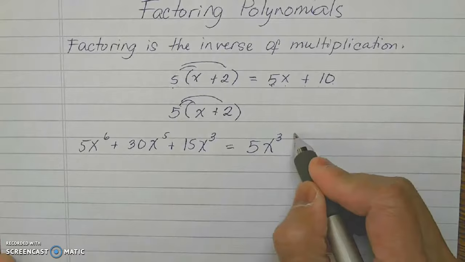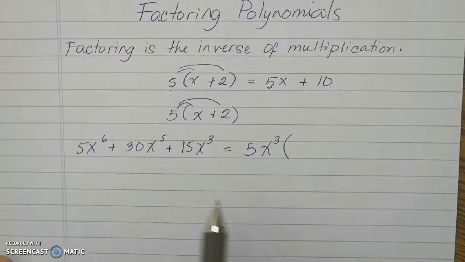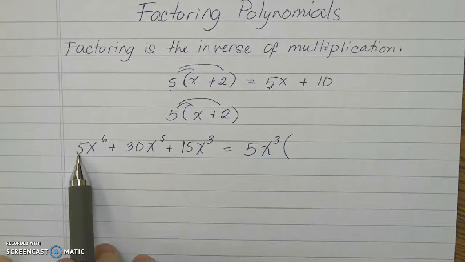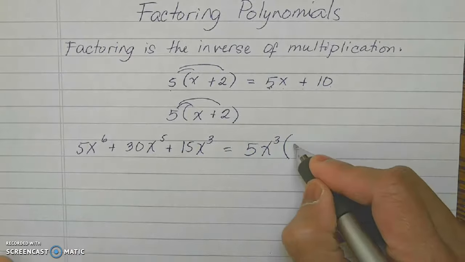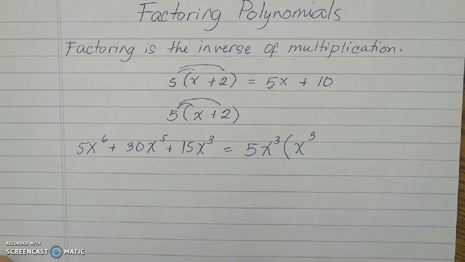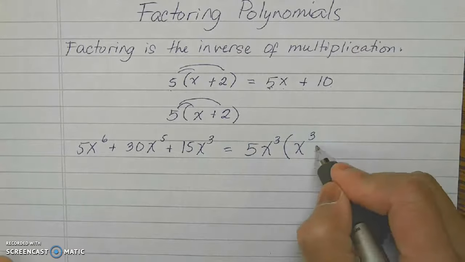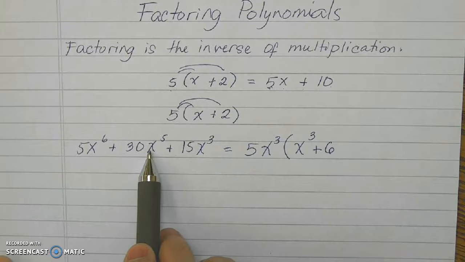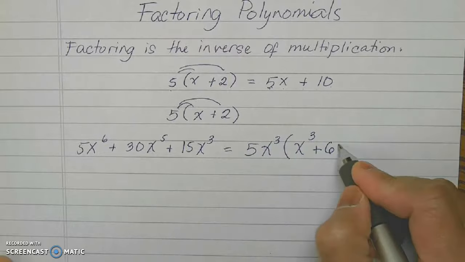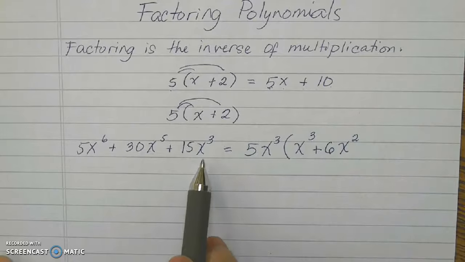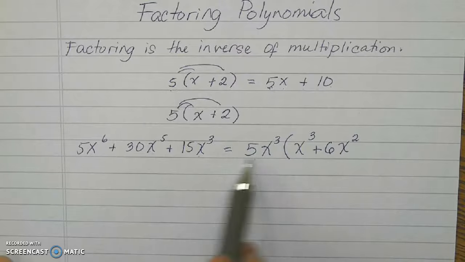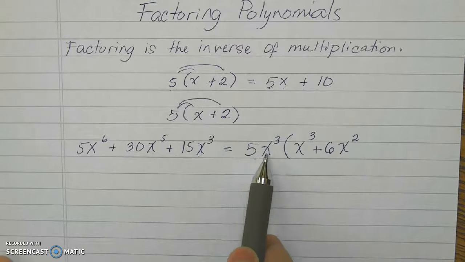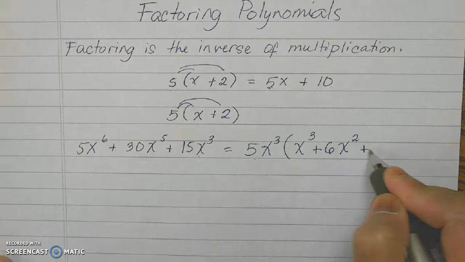So now, let us begin our dividing process, or our factoring process. If I take out 5x to the 3rd from 5x to the 6th, what is left is x to the 3rd. If I take out 5 from 30, I'm going to have a positive 6. If I take out x to the 3rd from x to the 5th, I will have x to the 2nd. If I divide 15x to the 3rd by 5x to the 3rd, I will have a positive 3.